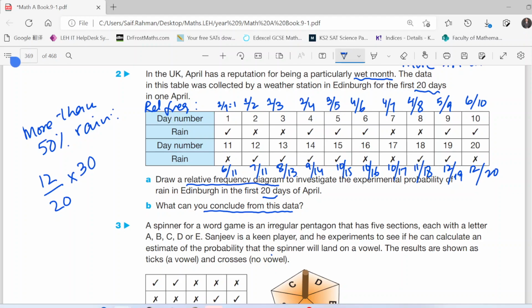So if you want to calculate for how many days it's likely to rain, this cancels out. 6 3s are 18. So this probability shows that for 18 days in April, it's likely to rain. It's likely to rain based on this experiment.